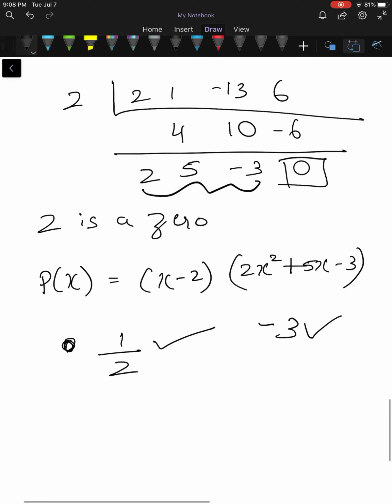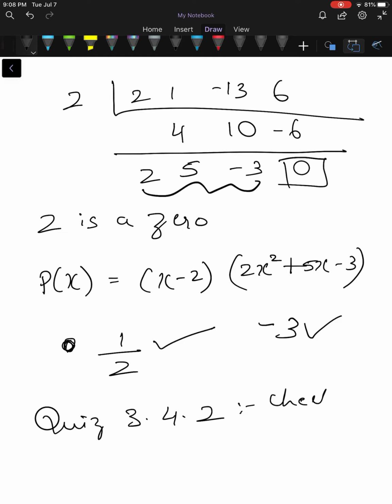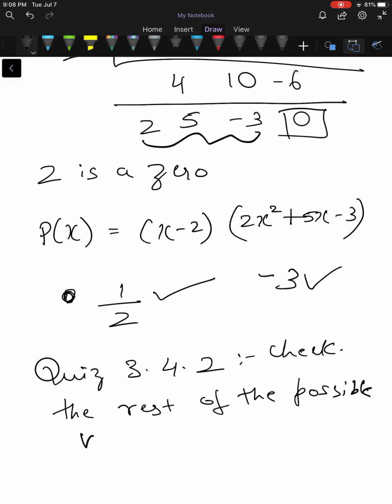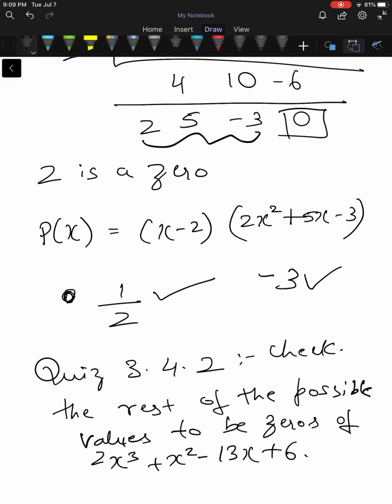You can check this. So your quiz 3.4.2 is to check the rest of the possible values to be zeros of 2x cubed plus x squared minus 13x plus 6.